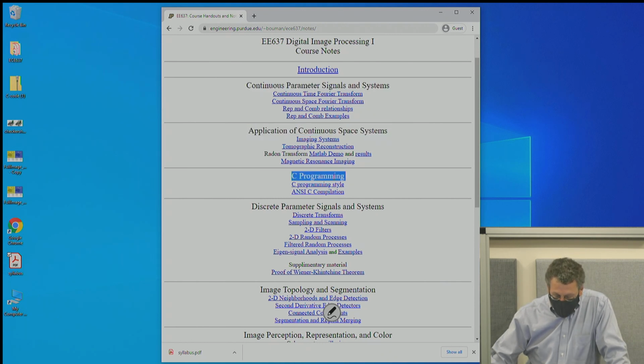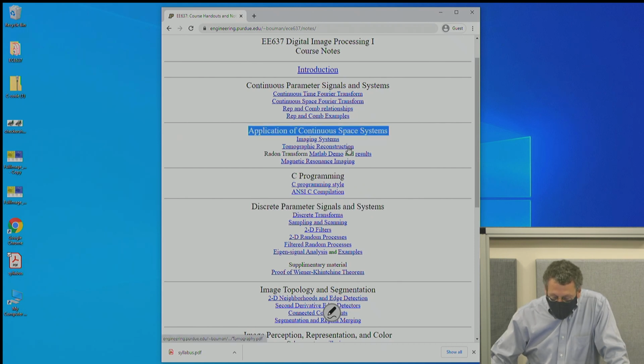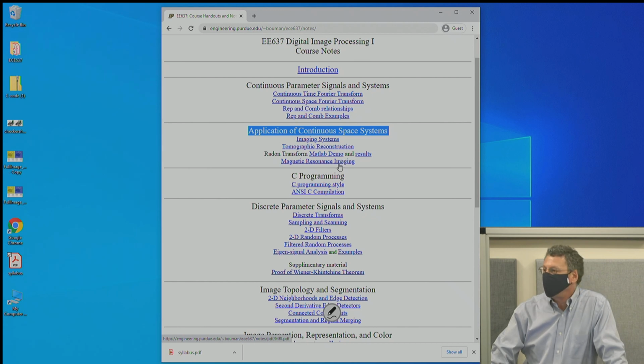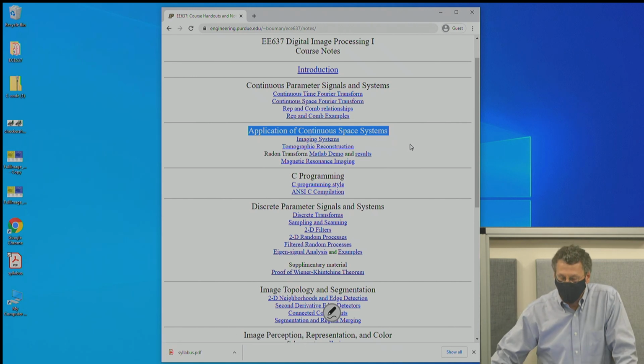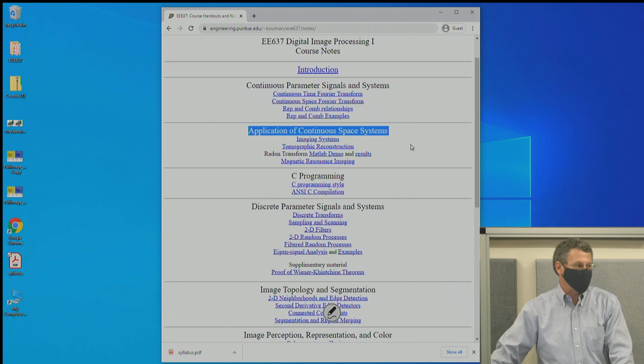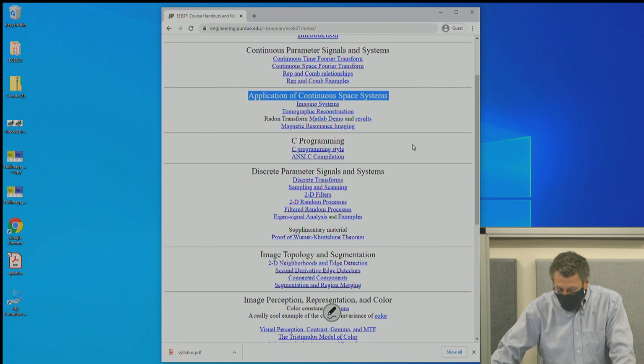Okay, this is some C programming stuff. Here we're going to do tomographic reconstruction and MRI, which are two applications that use the Fourier transform and linear systems theory. These are medical imaging, but it also can be imaging for other applications. Like if you get a CT scan because you broke your leg or something, that's tomography. So that's kind of cool stuff.